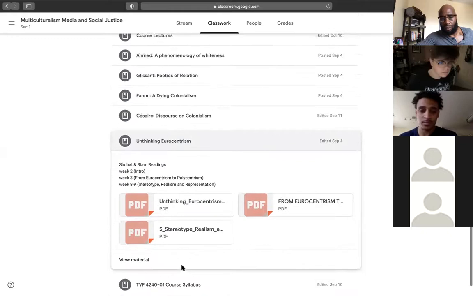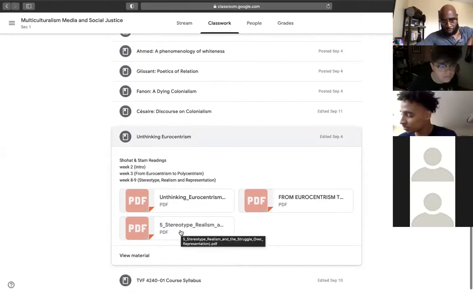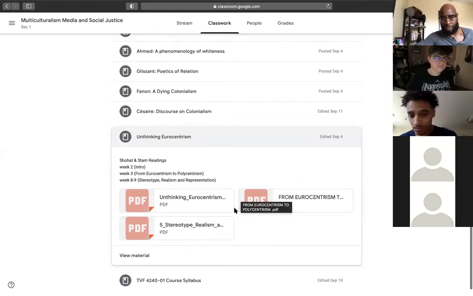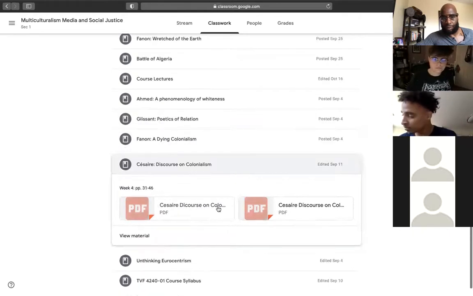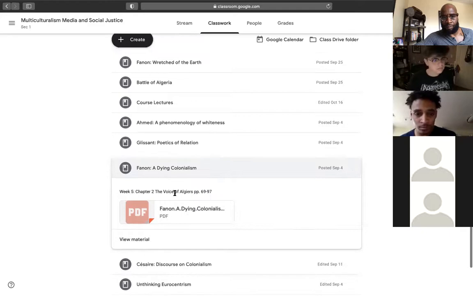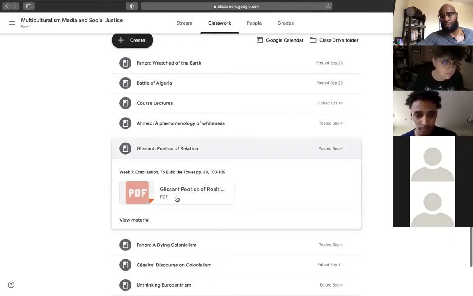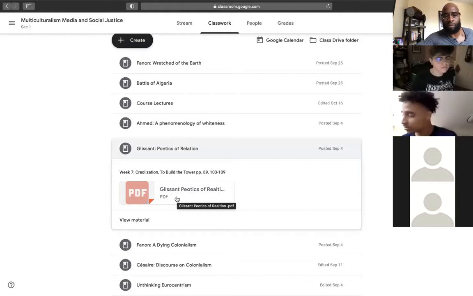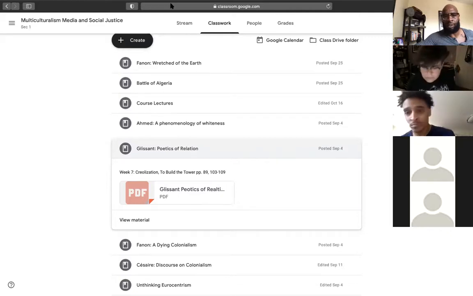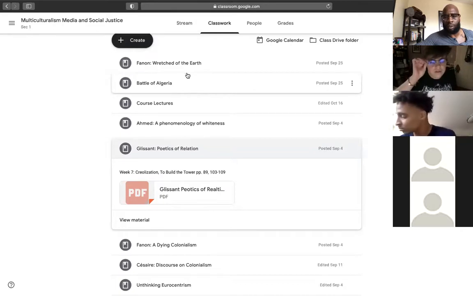So one more time. 1, this is the most recent reading, Stereotype and Realism. This is our first reading, so that's 2, 3, 4, 5. So there should be 5 journal entries. Does that sound about right for what you guys have as far as your entries? Yes. Okay. There are 2 that say Césaire. You only want 1 for Césaire. Yeah, it should only be 1.